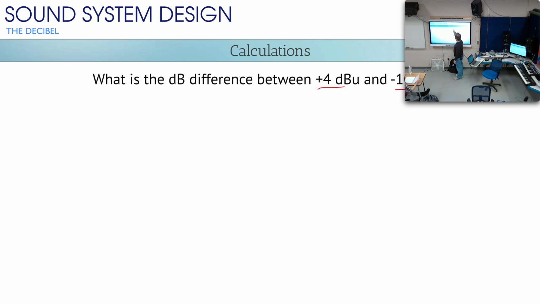1.23. I told you to memorize that, right? Anybody memorized it yet? No? Okay. Minus 10 dBV is 0.316. There you go, I got two voltages. How do I find the dB difference between two voltages?